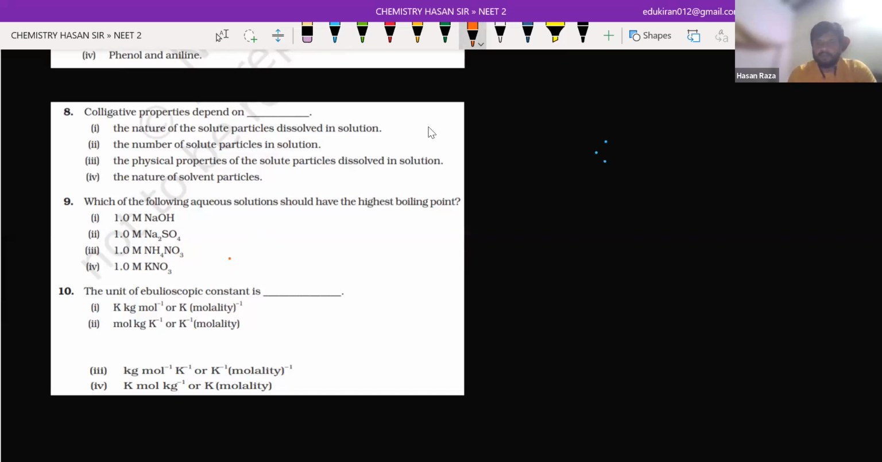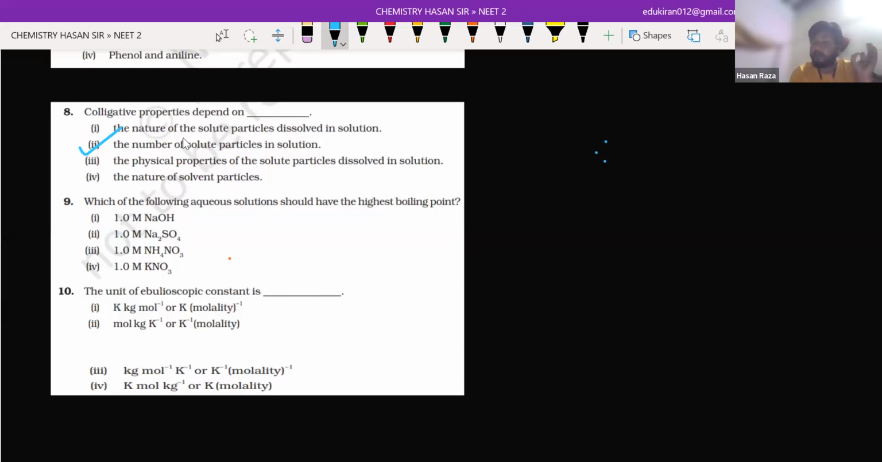The answer that you have given for question number 8 is wrong. Question number 9 is correct, and for question number 10, it's correct. Now, colligative properties depend on, basically, as I told you when you learned about colligative properties, they depend only on the number of solute particles, not on the nature of the solute particles. So the answer will be second, not the first.